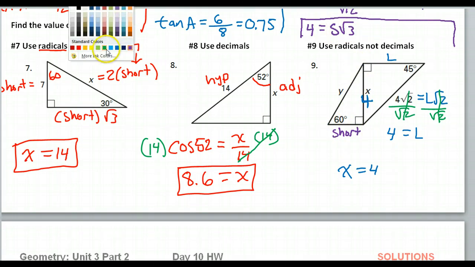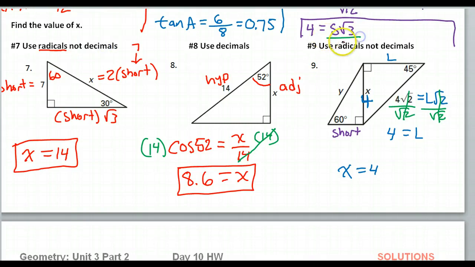So I need to divide by radical 3 to find out what the short leg is. So if I divide by radical 3, what I find out is the short leg is equal to 4 radical 3 over 3. Okay, that is the short leg.